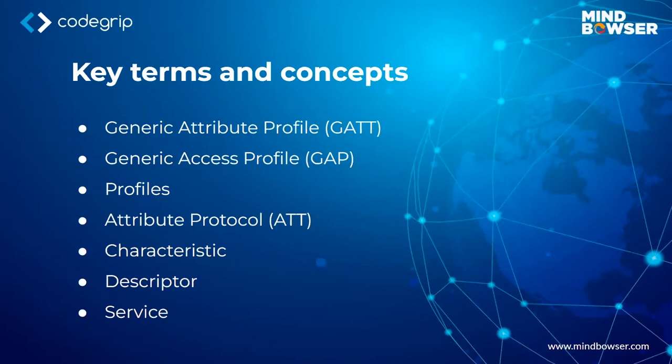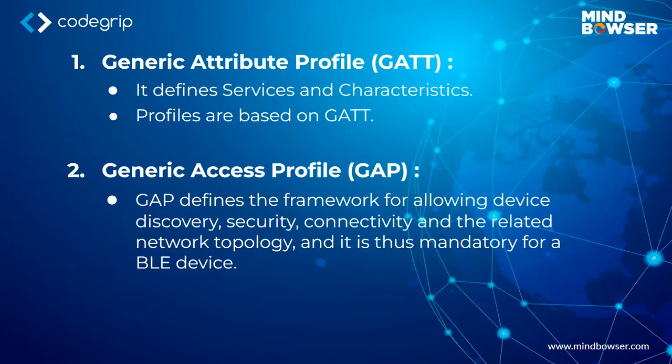We will see in more detail one by one. First, we will see the Generic Attribute Profile. We can call it GATT. The GATT profile is a general specification for sending and receiving short pieces of data known as attributes over a BLE link. And all current BLE application profiles are based on GATT.